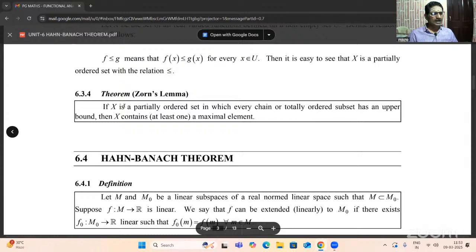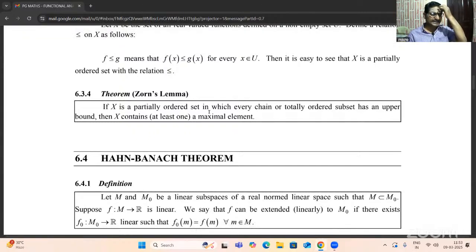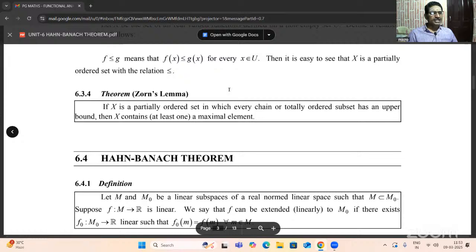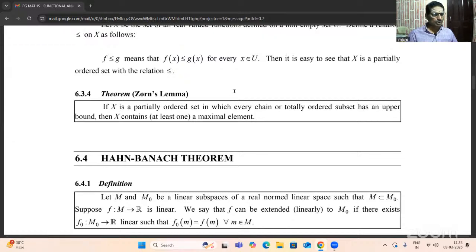What is Zorn's lemma? If X is a partially ordered set in which every chain, meaning totally ordered set or linearly ordered set, has an upper bound, then the partially ordered set contains a maximal element, at least one maximal element. So, this is called Zorn's lemma.